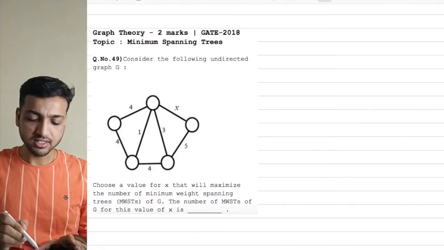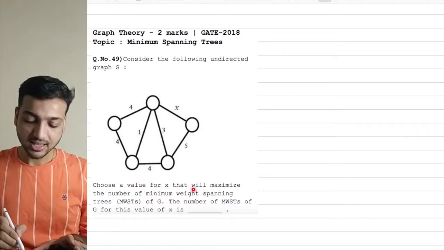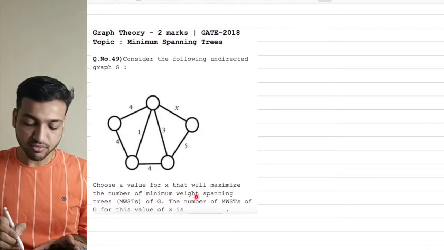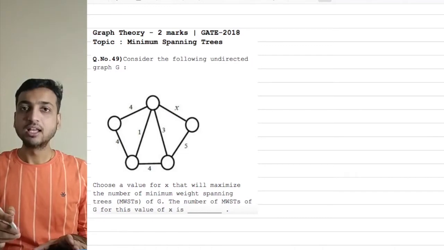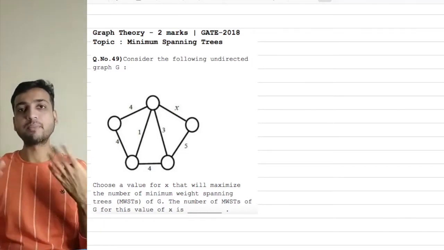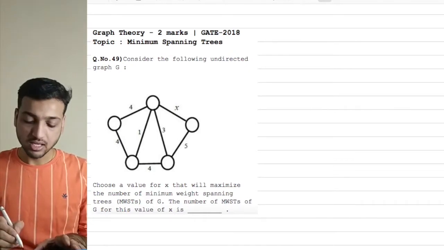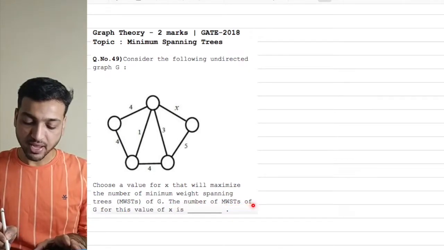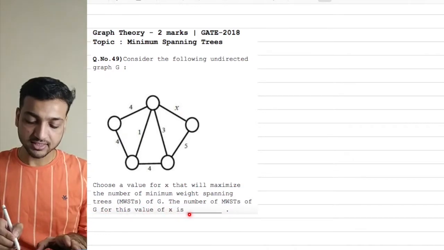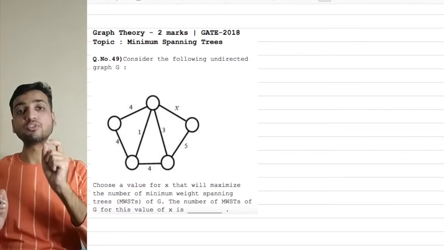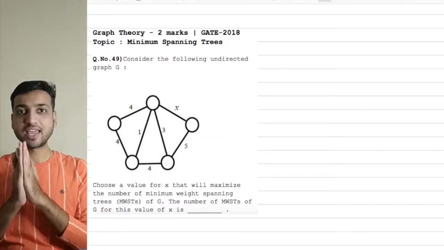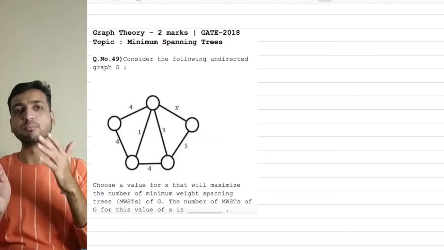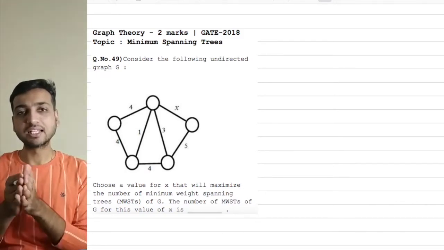As we can see, there is one value of x over the edge which is unknown. Now choose a value for x that will maximize the number of minimum weight spanning trees of G. So they are asking us to choose a value of x such that the number of MSTs of this graph will be maximum. And the question asks the number of minimum weight spanning trees of G for this value of x. So they are asking us this maximum number of MSTs that can be formed by choosing an appropriate value of x. Note, they are not asking us the value of x itself. So be careful there. They are asking us the number of maximum MSTs that can be formed.